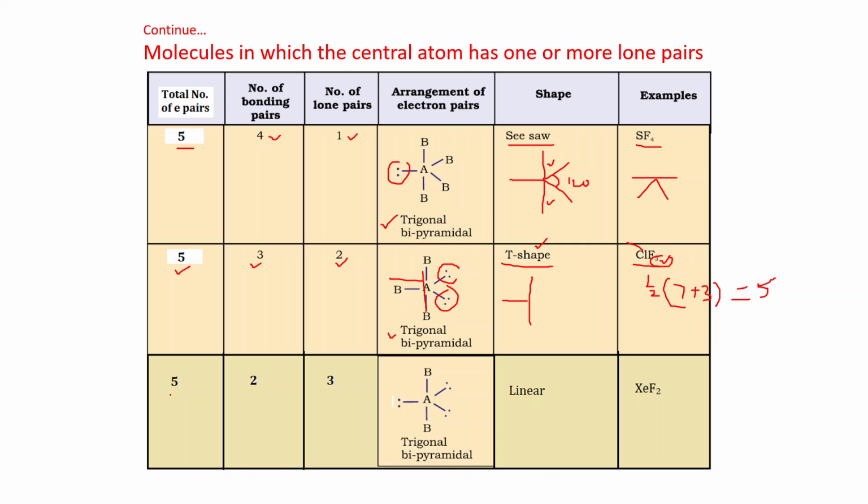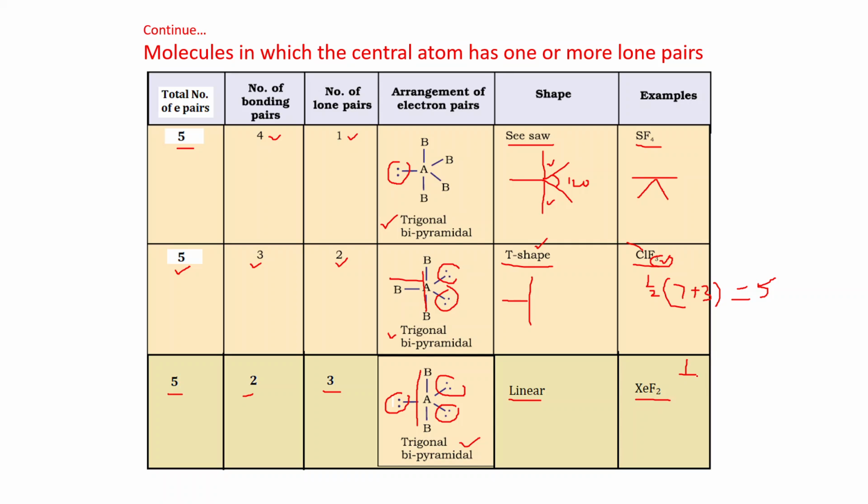If total number of electron pairs are 5, 2 are bond pair, 3 are lone pair. Then again, arrangement of these 5 electron pairs is according to trigonal bipyramidal. And out of these 5 electron pairs, 3 are lone pair. And these lone pair of electrons will arrange themselves at equatorial position to minimize the repulsion. That's why its shape is linear. Okay, this is linear. Example is XeF2.